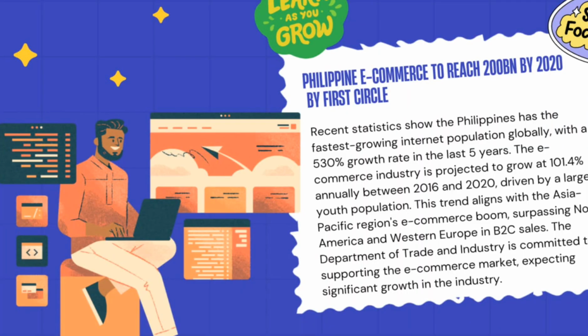Next is Philippine e-commerce to reach 20 billion by 2020, by First Circle. The image states that Philippine e-commerce is projected to reach 200 billion by 2020. Recent statistics show that the Philippines has one of the fastest growing internet populations globally.